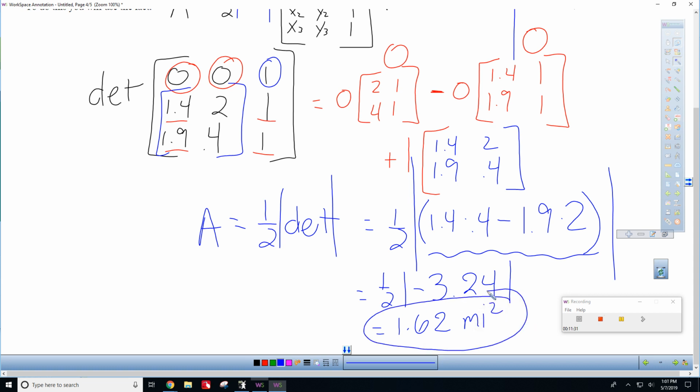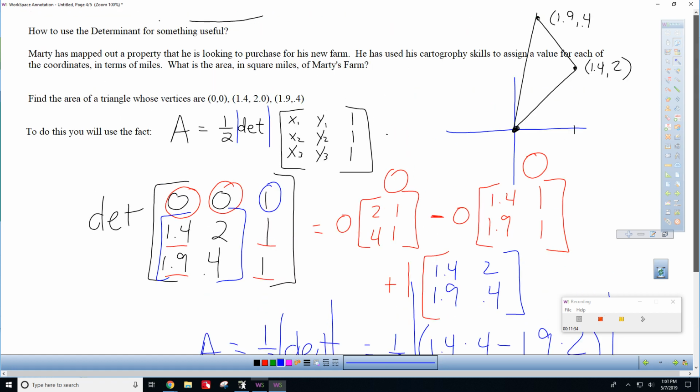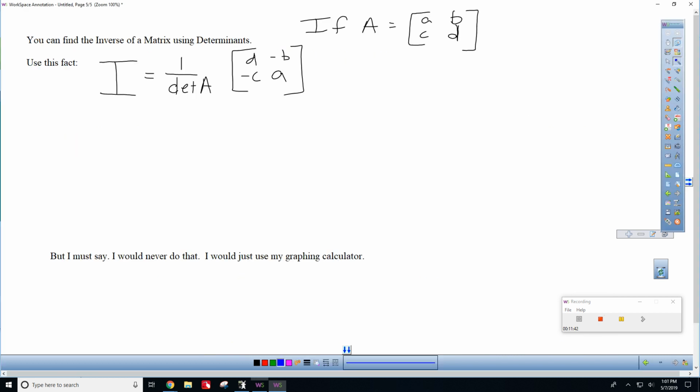Okay, so hopefully that shows you how you might use a determinant. Now, when you get to vectors, it'll be way more useful than something as silly as that. You'll be able to show in 3 dimensions that vectors are perpendicular. That'll be very useful.